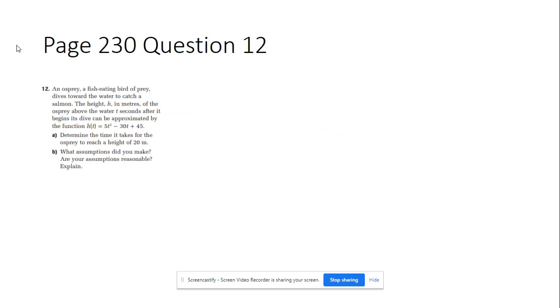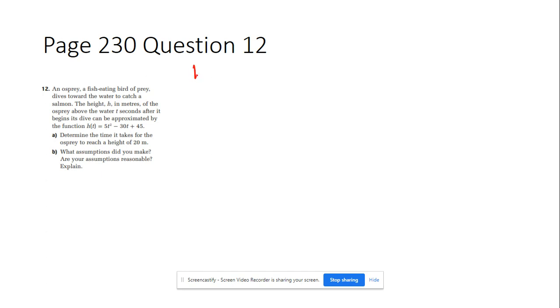All right. First one, page 230, question 12. An osprey, a fish-eating bird of prey, dives toward the water to catch a salmon. Its dive can be approximated by the function h(t) = 5t² - 30t + 45. Determine the time it takes for the osprey to reach a height of 20 meters.